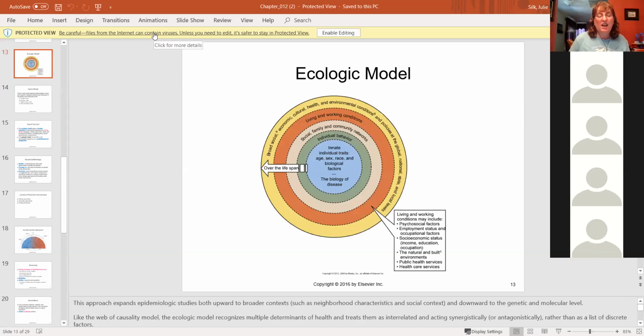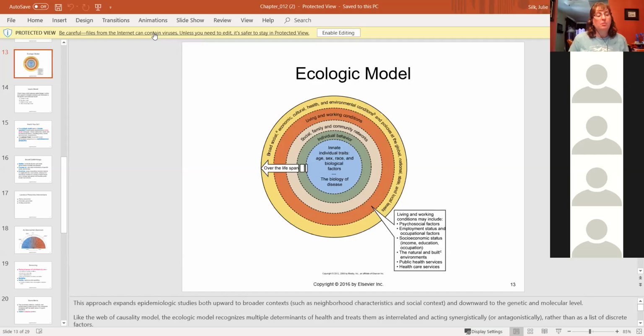All right, then we have the ecologic model. This approach expands epidemiologic studies both upward to broader context, such as neighborhood characteristics and social context, and downward to the genetic and molecular level. Like the web of causality model, the ecologic model recognizes multiple determinants of health and treats them as interrelated and acting synergistically or antagonistically, rather than as a list of discrete factors.